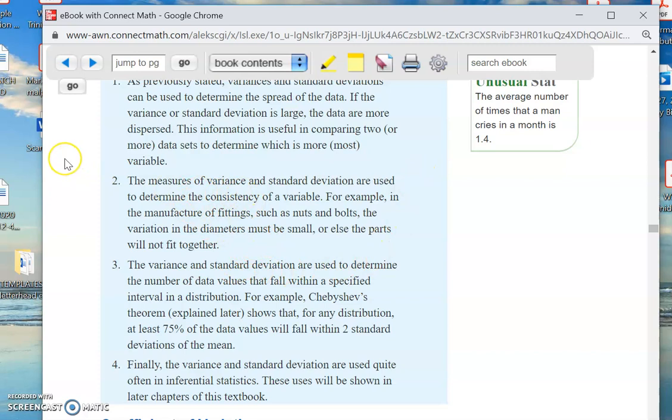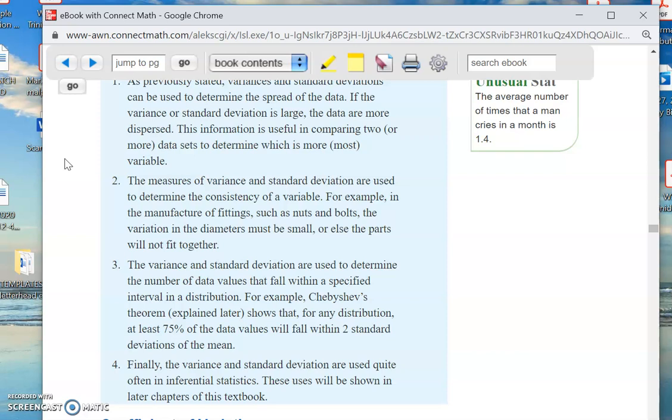Here's an example. Consistency is another way of looking at it. If something is consistent, that means that over and over again you get the same value, right? Well, that's kind of what variance and standard deviation is, right? Because if it's a small variance, that means that it is consistently some particular value. So like nuts and bolts, the variation in the diameters, how much those diameters vary, it has to be small or the parts won't fit together. There are very strict requirements in manufacturing to make sure that everything fits together.